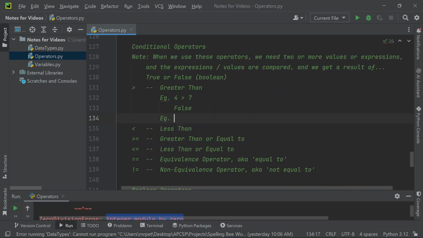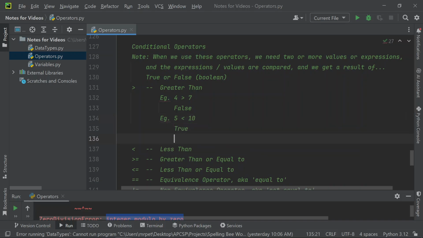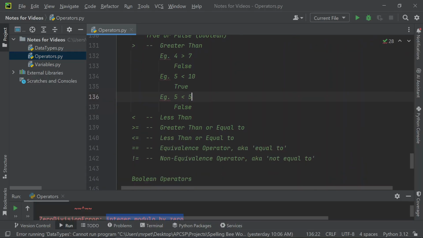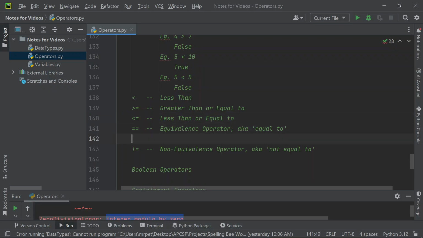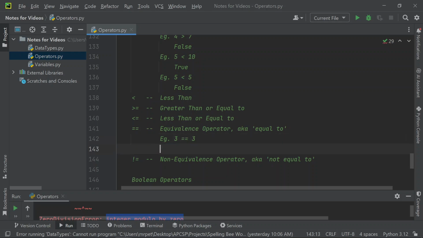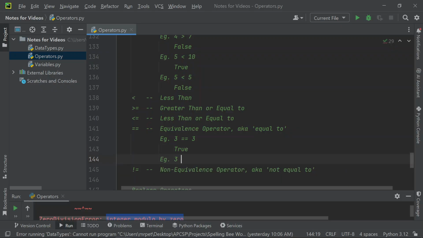We could have something like this, is 5 less than 10? Well, that's true. Is 5 less than 5? False. That is not true. Just be careful of that. Less than is going to work really similarly. Greater than is going to work how you'd expect it. Same with less than. For the equivalence operators, these are actually quite simple. If we have something like this, is 3 equal to 3? Well, the result is true. And if we have a number compared to something that is not that value, is 3 equal to minus 7? No, false.